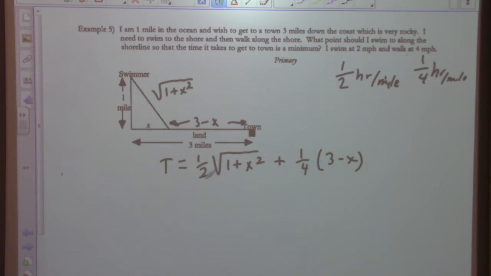What is the definition of critical number? The number where the derivative is equal to 0 or undefined. So what do we have to do with this thing? Find the derivative, and set it equal to 0.